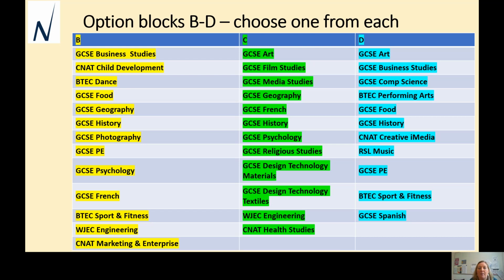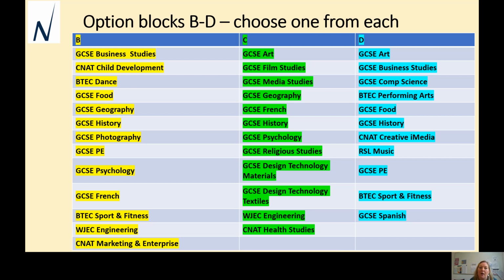So if we look at block B, you can see in front of the subject, I've put either GCSE, so you know it's that traditional GCSE, very likely to have 0 coursework. And then the other letters, if it doesn't say GCSE, for example, in block B, underneath child development, it says CNAT. That stands for Cambridge National. So these are the vocational subjects.